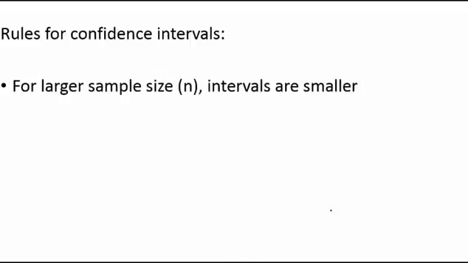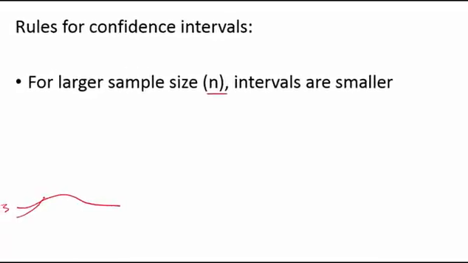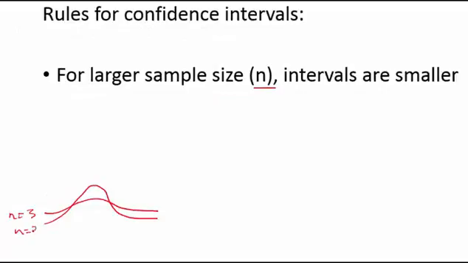Okay, the only other rule we need to know is that for larger sample size n, the intervals are smaller. Two ways to think about that. One is that with larger sample sizes, our t-distribution approaches a normal distribution. So here's a t-distribution for, let's say, n equals 3. And then for n equals 20. And then finally, n equals 30. It starts looking a lot more like a normal distribution.